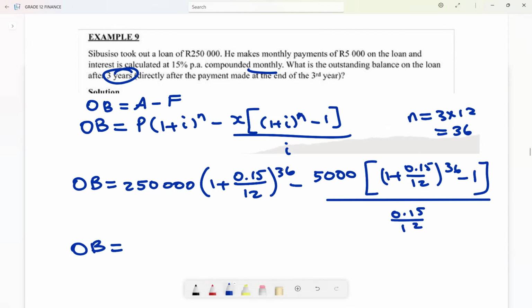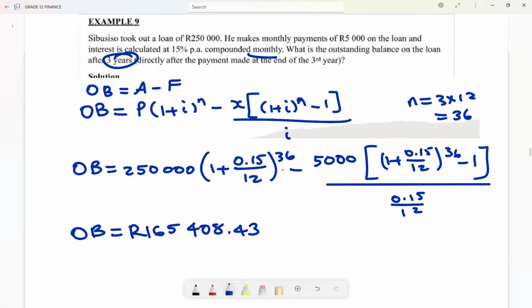Like the machonisa that we use. If you're supposed to pay and you do not pay, the money increases. The money increases. When you're supposed to pay, the outstanding balance is 16,165 or 08,43. I want you to check this, guys. This person initially owes the bank 250,000.